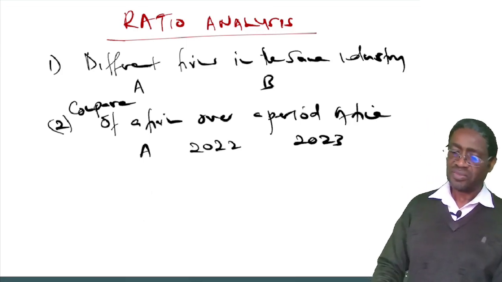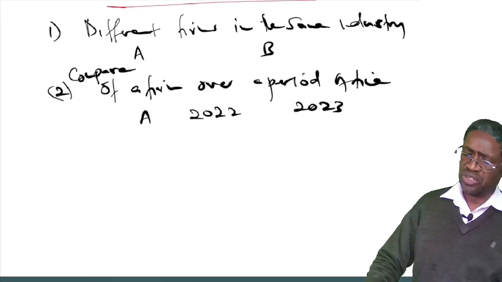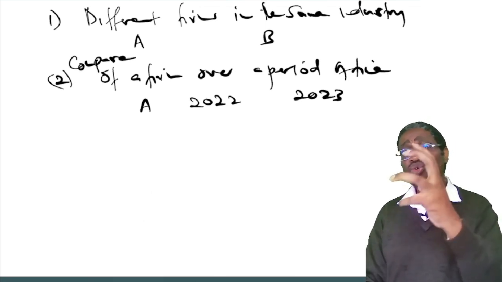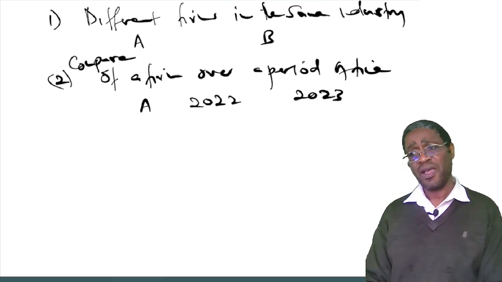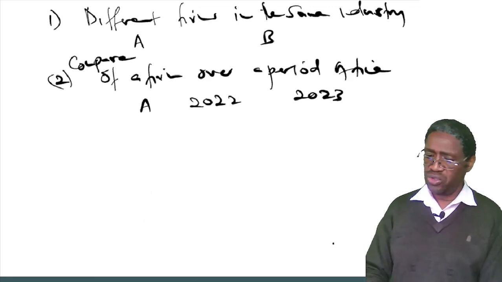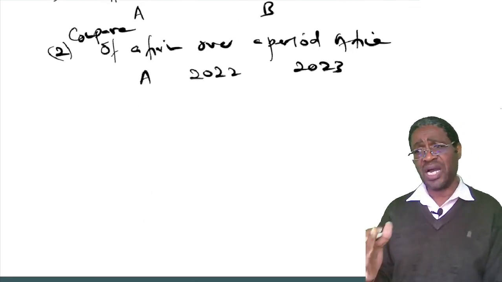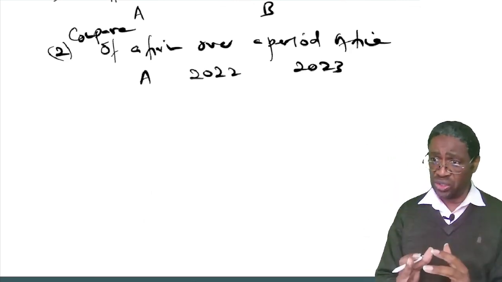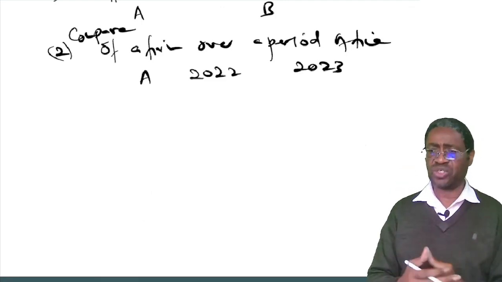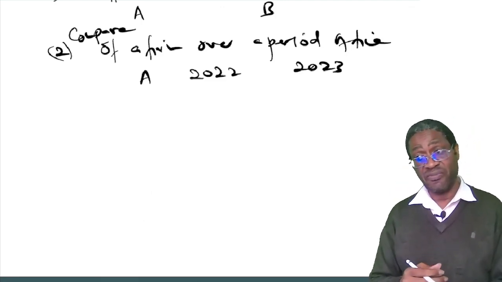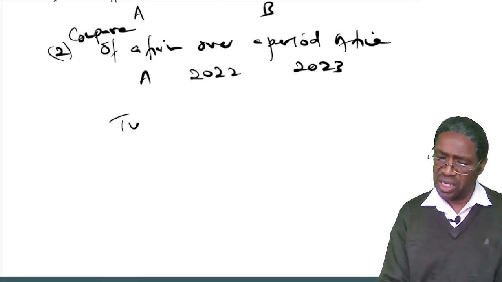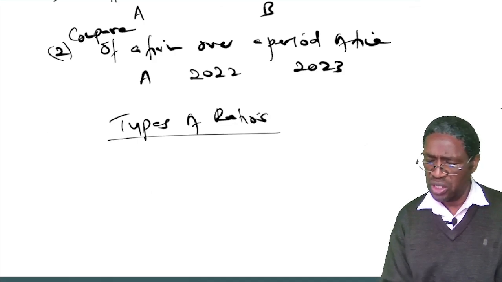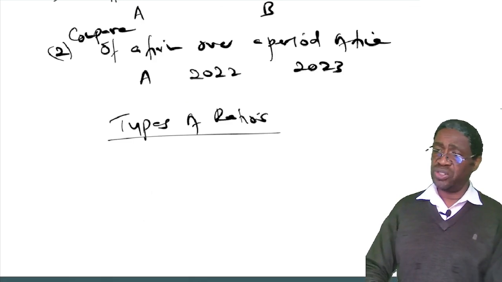Good. Having said that, now that you know the purpose or the uses of ratios, we want to talk about how you calculate some of those ratios. But before we calculate the ratios, we also need to know that ratios are classified into different categories. Each category of ratios has its own purpose. So let's first discuss what the types or categories of ratios are.